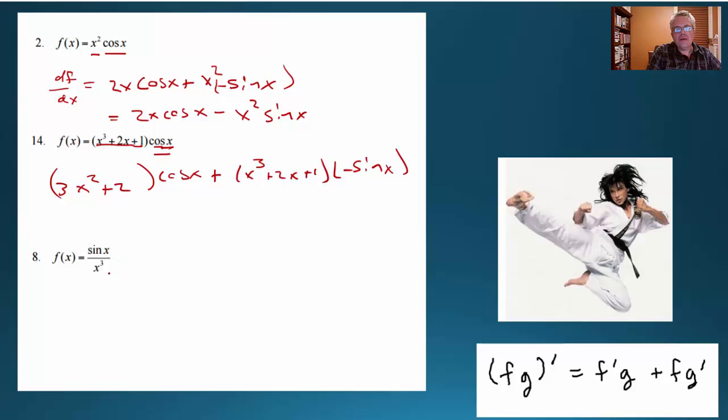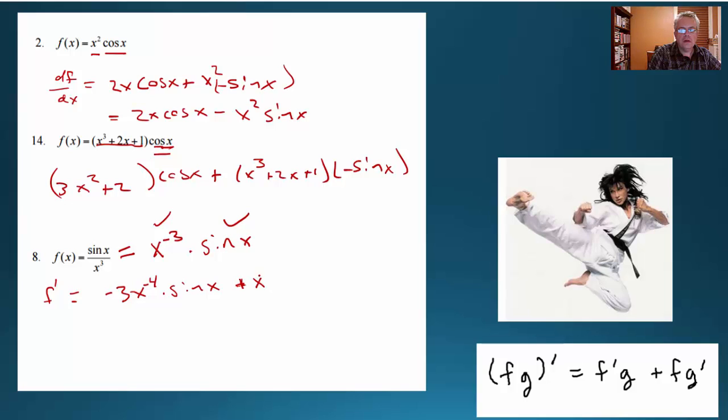Now, this one looks like a quotient, and we are going to talk about a quotient rule, but we can rewrite this as x to the minus third times sine of x, and suddenly it becomes a product. All right, so this is the first function, that's the second function. Okay, so f prime, the derivative of the whole thing, is going to be the derivative of the first times the second plus the first function times the derivative of the second, which would be cosine x.